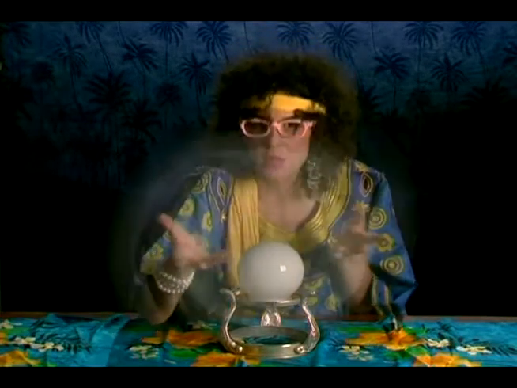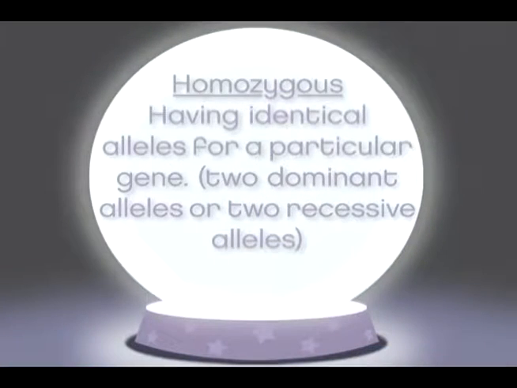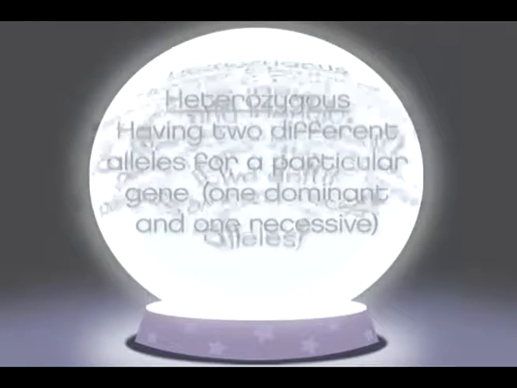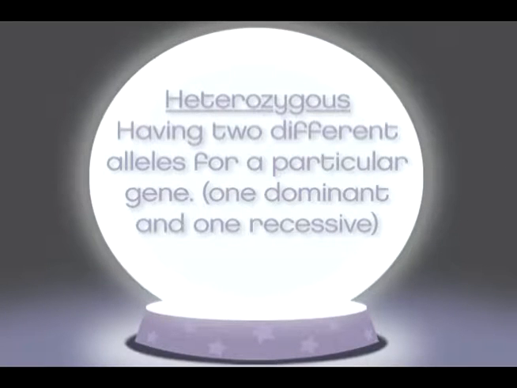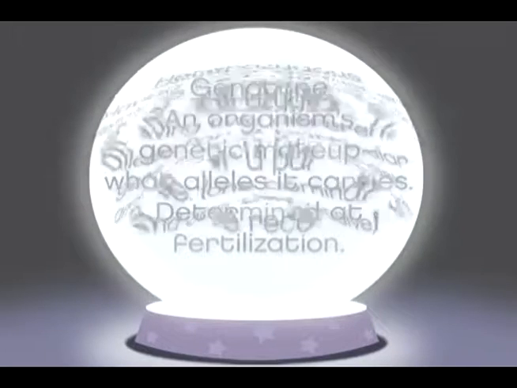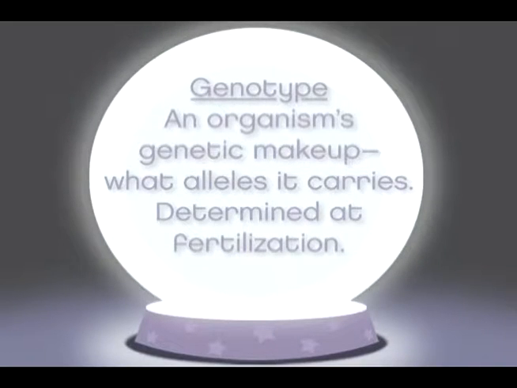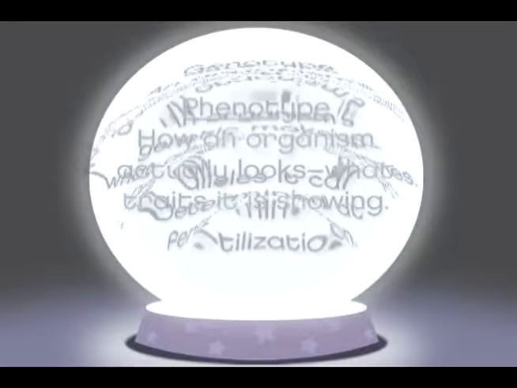But here's some vocabulary to help you along. Homozygous refers to an organism having identical alleles for a particular gene, that is, 2 dominant alleles or 2 recessive alleles. Heterozygous refers to an organism having 2 different alleles for a particular gene, that is, 1 dominant and 1 recessive allele. Genotype refers to an organism's genetic makeup, what alleles it carries. Genotype of an organism is determined at fertilization.